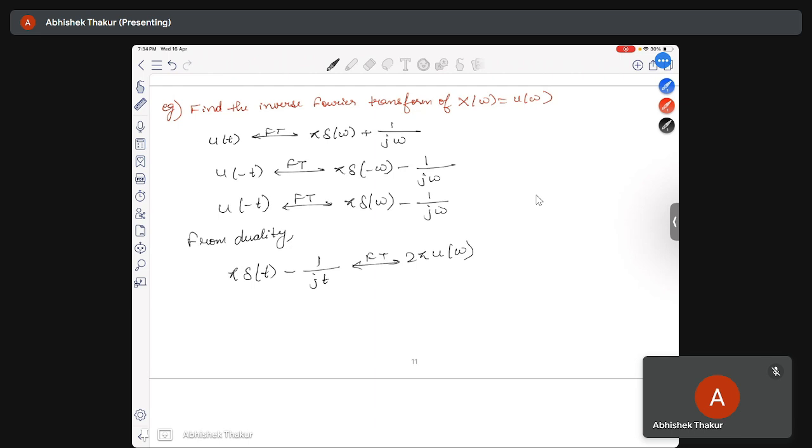So we have to find the inverse Fourier transform of u(omega). We divide by 2 pi on both sides, so we get delta(t) by 2 minus 1 by 2 pi jt, which has Fourier transform u(omega). So the inverse Fourier transform of u(omega) is given as delta(t) by 2 minus 1 by 2 pi jt. Okay, so up to this it is clear.